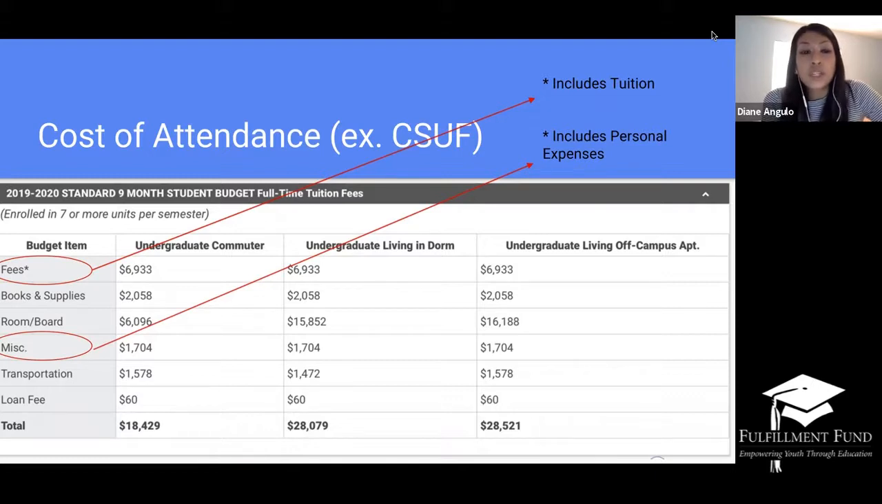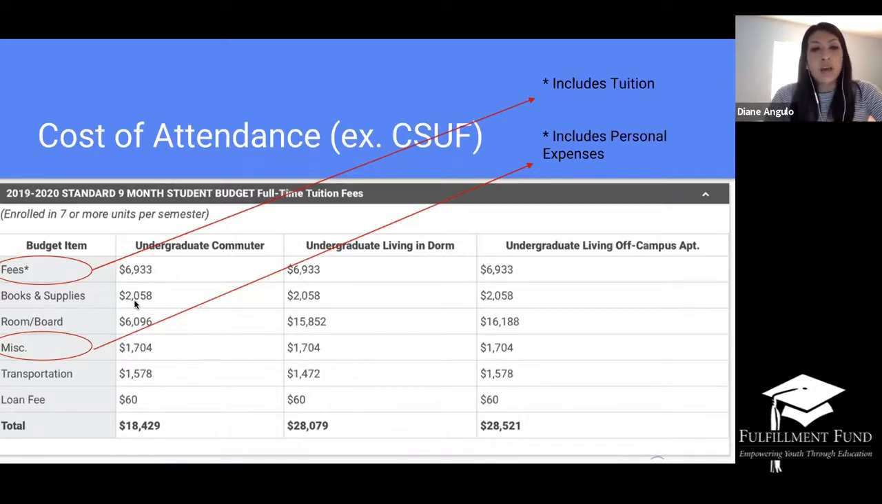So here's a breakdown. If you can see each column, in each column you have different costs. For the budget item, which is on the left, you'll see the tuition and fees, and you'll see that all of those are the same all across in each column. For books and supplies, again, it's the same.